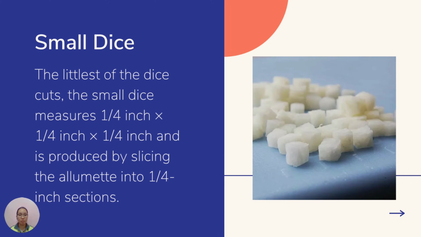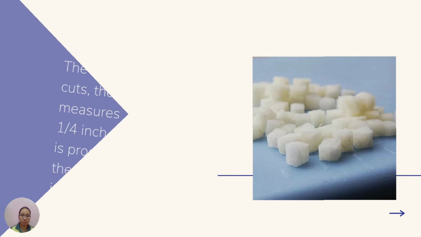So we have the small dice, which is the littlest of the dice cuts. So it measures 1/4 by 1/4 by 1/4 inch. And it is also produced by slicing the batonnet into 1/4 inch sections. Although we also have the brunoise. So later on, we will discuss this, which is the smallest of all dice cuts.